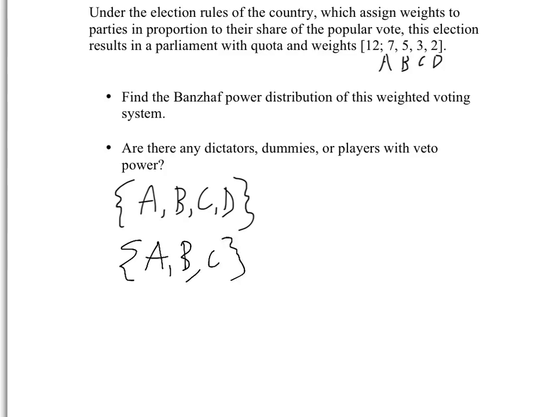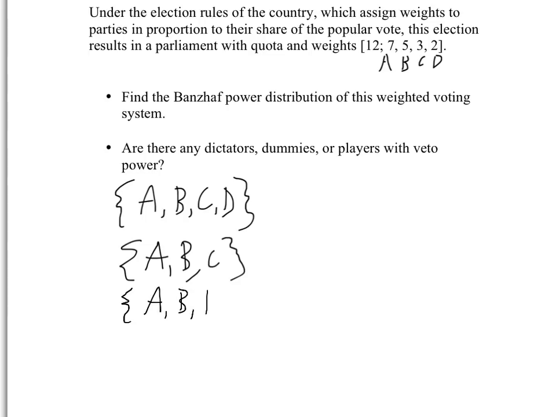How can we list all the winning coalitions systematically? What I recommend is to start out with all of the 4-member winning coalitions. There is only one way to have a 4-member winning coalition. That's if everybody votes yes. Next, move on to the 3-member winning coalitions. What are all the different combinations of 3 players voting yes who reach the quota of 12? Well, A, B, and C have a total weight of 15. Great. A, B, and C constitute a 3-member winning coalition.